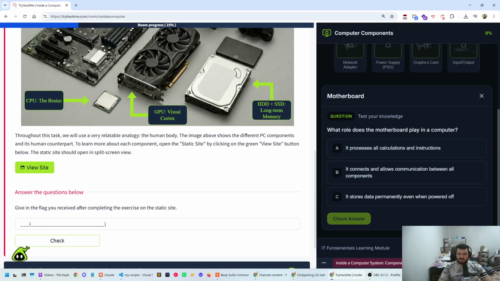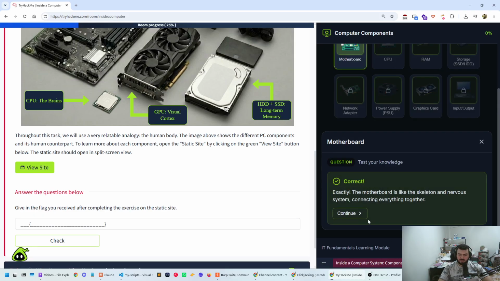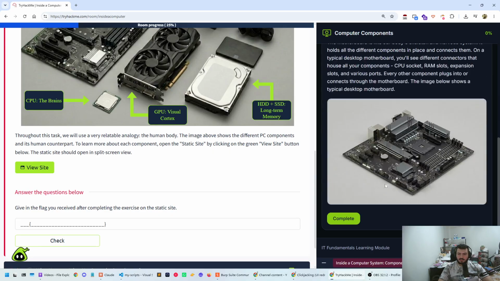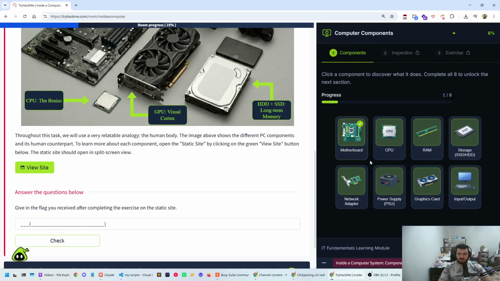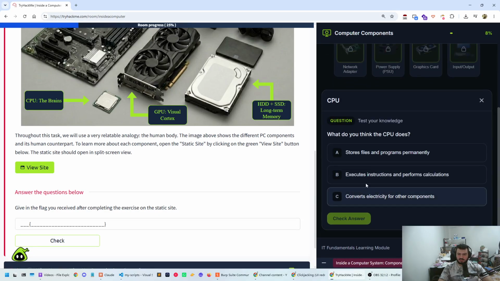So we have one right here, and then you have the motherboard. What role does the motherboard play in a computer? It connects and allows communication between all components, stores data. Yes, it connects and allows connections, of course. So if you want to learn more about motherboards, you can check these out. I will not be going through them.